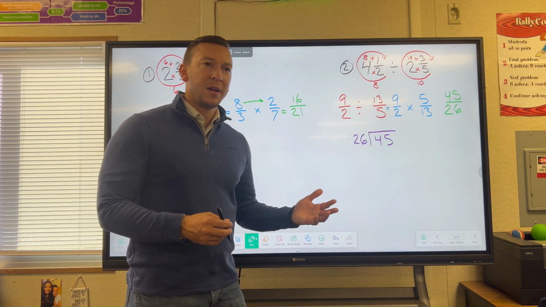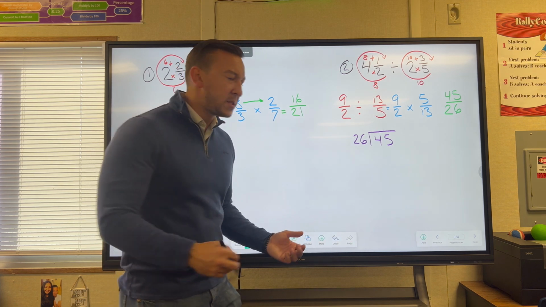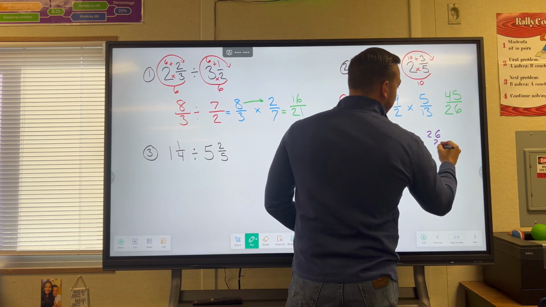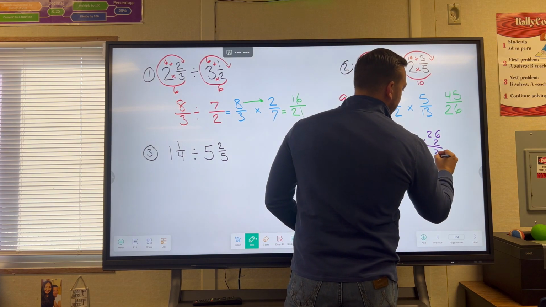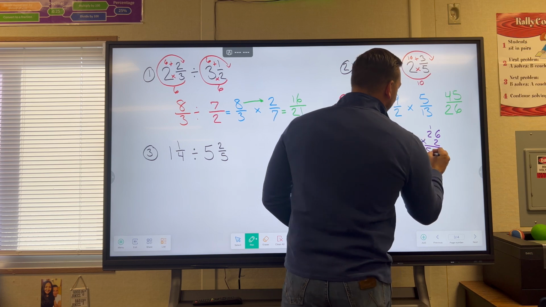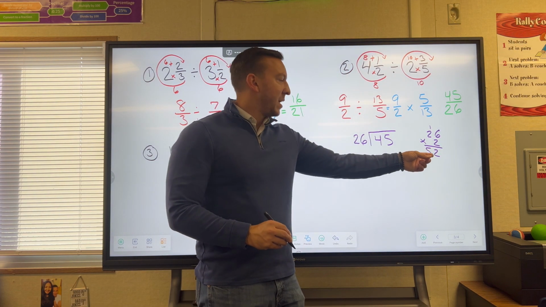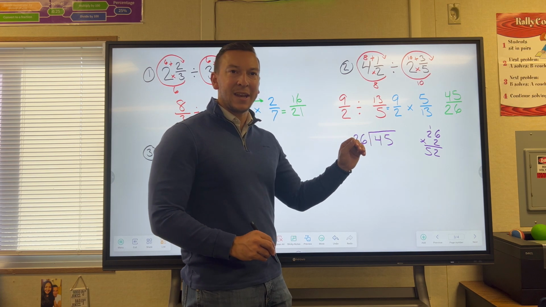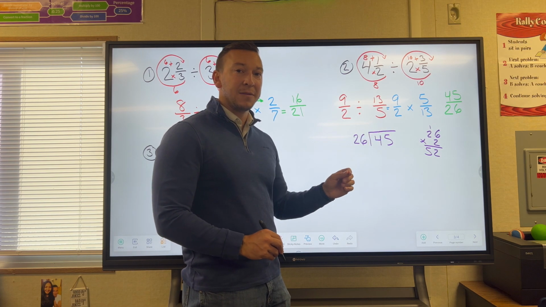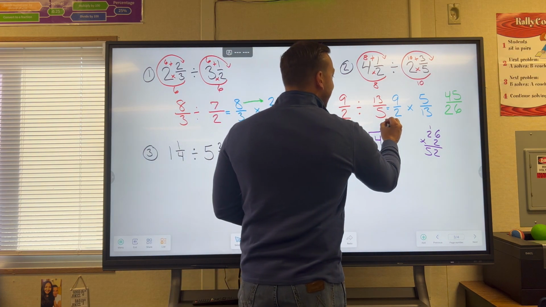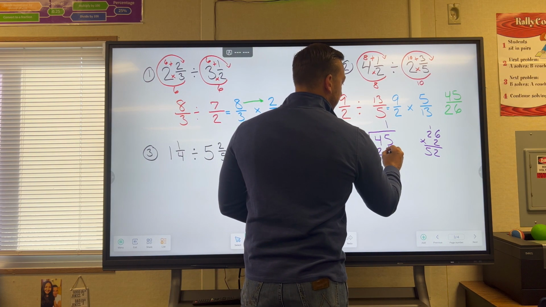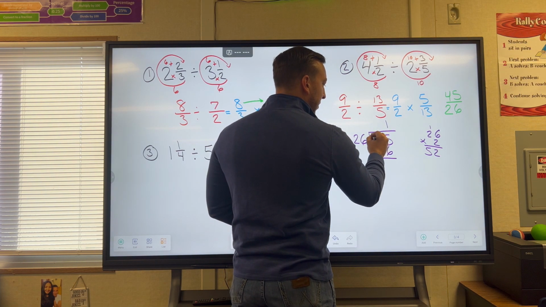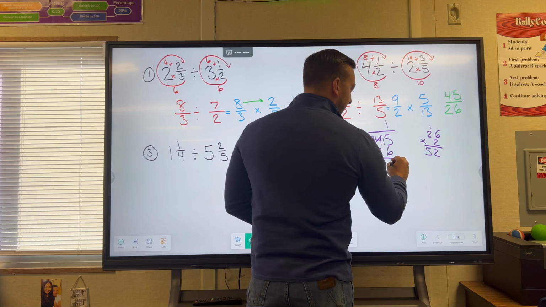If you're wondering, could it go into it 2 times? Take your divisor and multiply 26 times 2. That's 12, 4. I get 52. It's too big. Remember, it has to be either equal to or less than the dividend, the number inside. So it can only go into it 1 time. That means 1 times 26 is 26. We subtract. And we get 19.